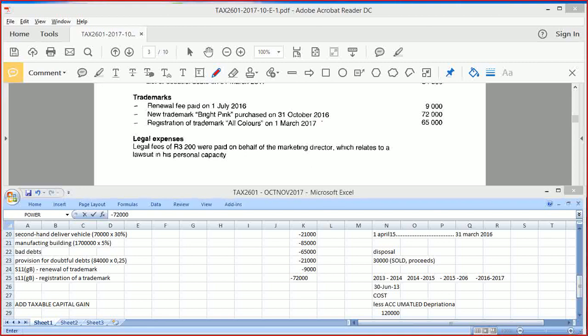Yes, sir. Okay. If it exceeds 5,000, if the expenditure exceeds 5,000, then it's 5% of the expenditure or 10% of the expenditure. So how much do you want to take of this?